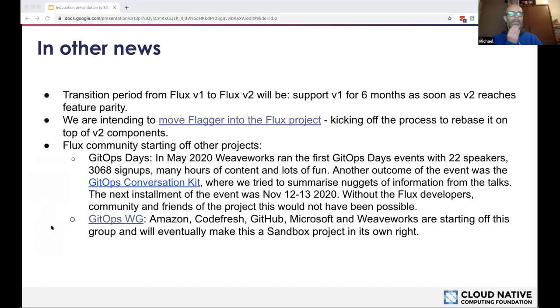Other stuff that's happening very quickly. Once we reach feature parity with Flux V2, we want to support Flux V1 users for at least 6 months so that they can migrate to Flux V2. They already have a chance to do that, but we want to have an official set window so there is a good period of time for people to do that. There's also a proposal to move Flagger, which is another continuous delivery project, into the Flux project, which is nice to see.